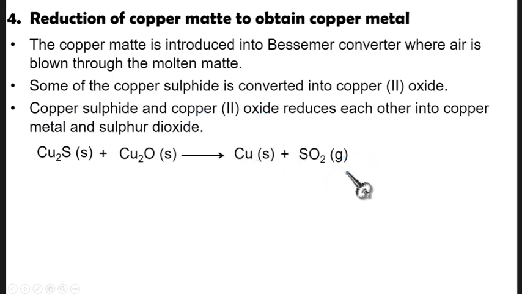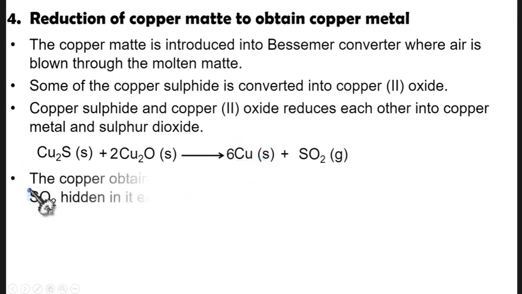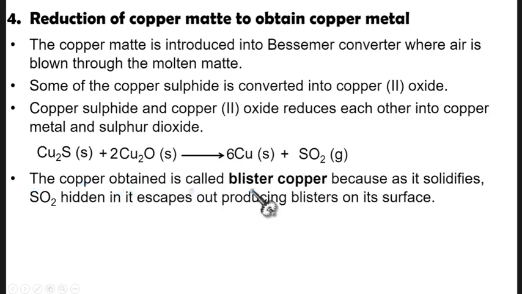Again, you balance this equation. How do you balance it? You check, and you find that you are supposed to put a 2 here. That's how you balance it. Then you also put a 6 here, so it is balanced. The copper obtained is called blister copper, because as it solidifies, sulfur dioxide hidden in it escapes out, producing blisters on its surface. So this copper obtained here is called blister copper.